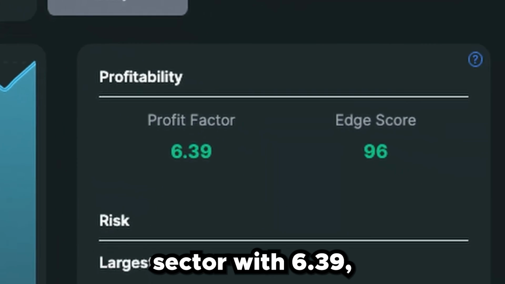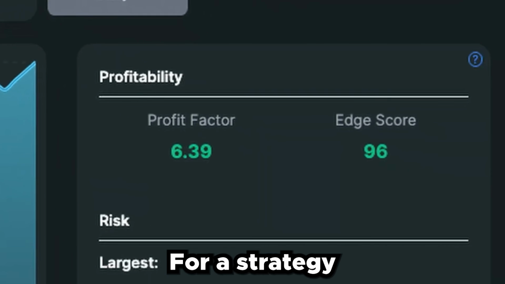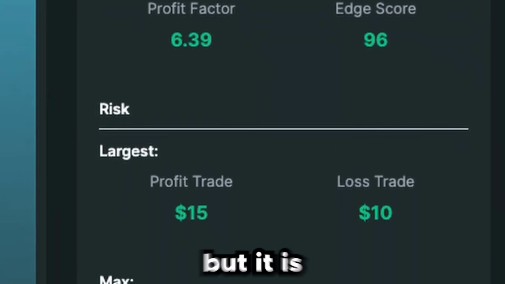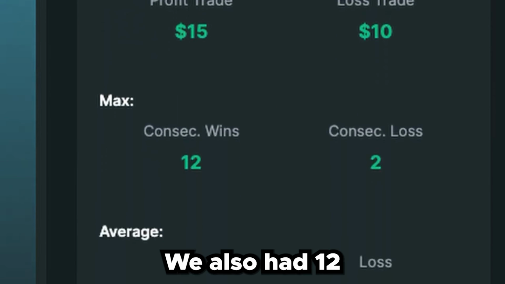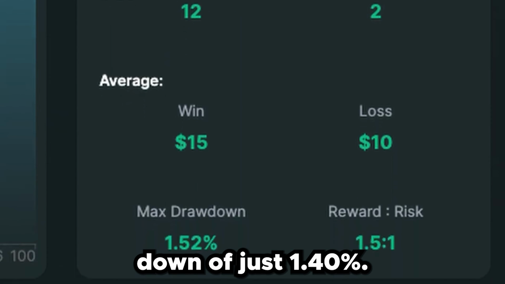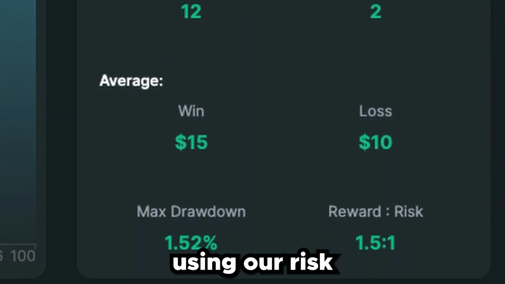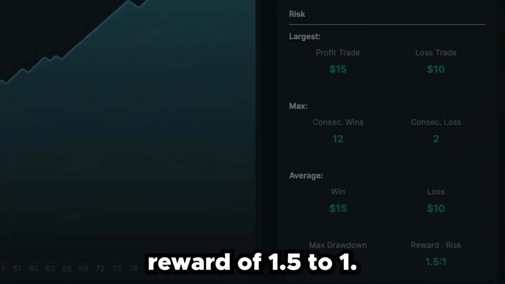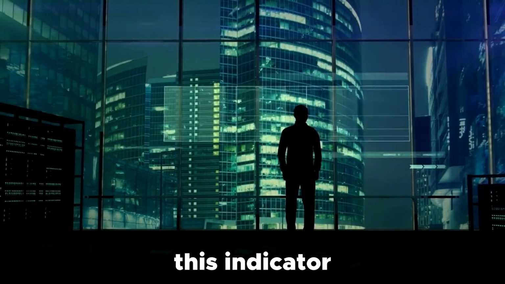Looking further, we see our profit factor was 6.39, which is insanely high for a strategy like this. It's not my highest by any means, but it's still an awesome result. We also had 12 consecutive wins against just 2 consecutive losses. We also got a max drawdown of just 1.52%, and of course we were using our risk to reward of 1.5 to 1. Now, with these results, I cannot recommend this indicator highly enough.